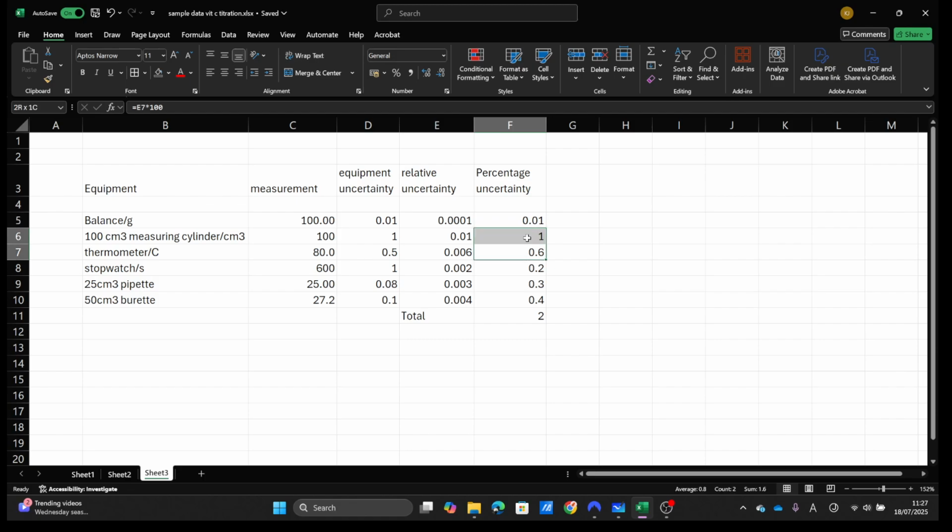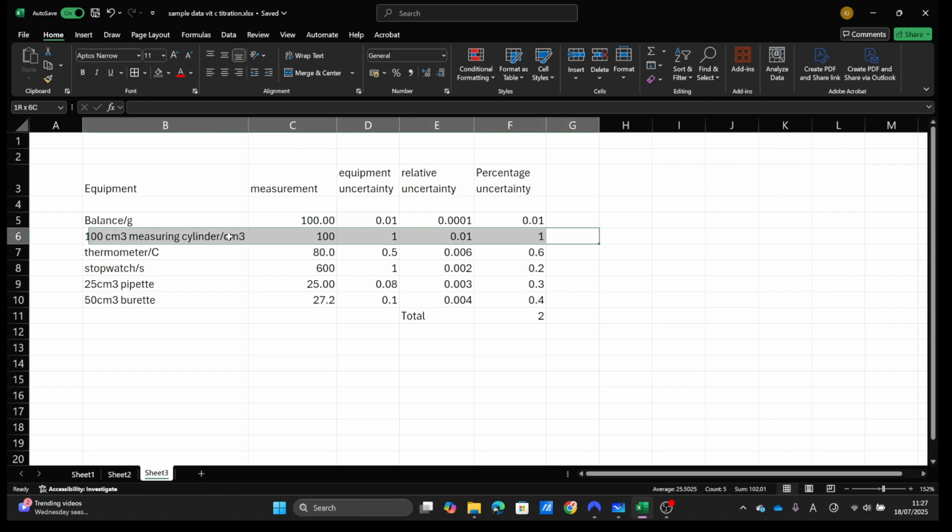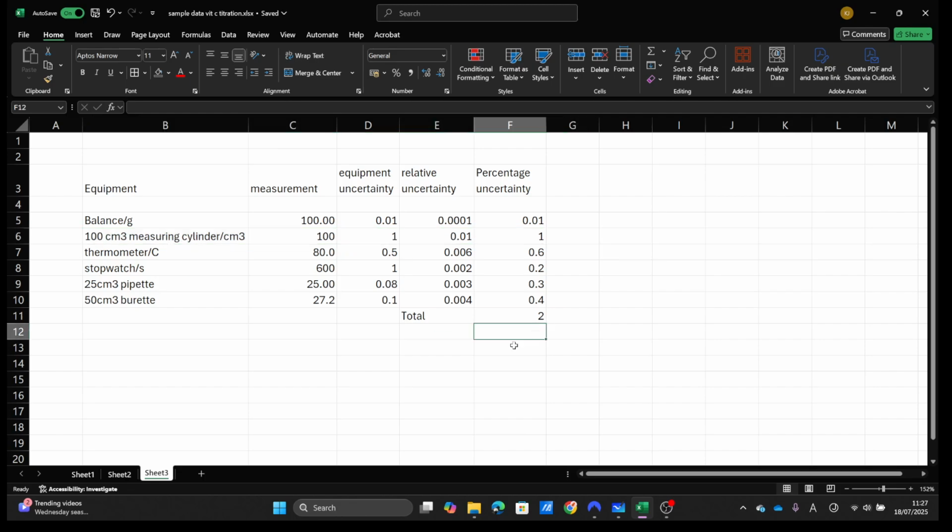Okay, whereas these two are fairly significant. If you had a very small titer, you might find that this is quite significant as well, so you'd look at ways of having a bigger titer. So here, ideally, the student maybe would use a volumetric flask and measure out their 100 cubic centimetres to try and increase their precision.